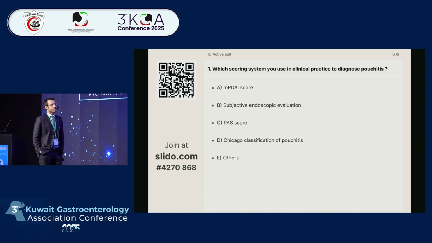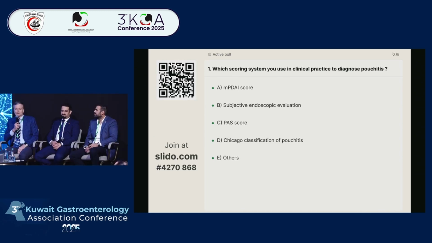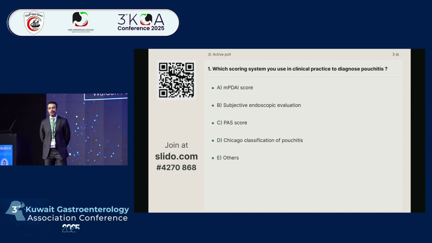Maybe I'll go first. I don't know if we routinely use it, but the PDAI, I think, would be the most commonly used instrument. In practice we tend to collect the components of that spontaneously: stool frequency, urgency, fever, endoscopy and histology. So de facto we do the PDAI, although I can't say we routinely report a number in our notes. Any other thoughts about the scoring system? Any voting back there?